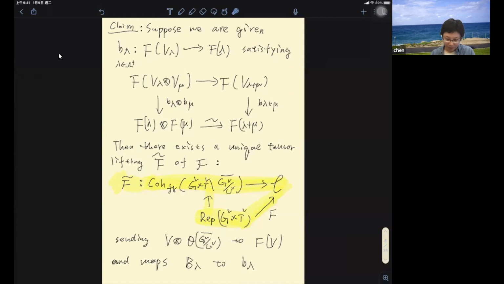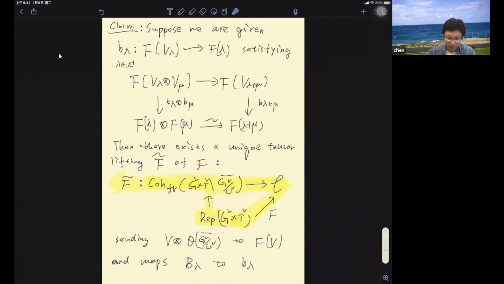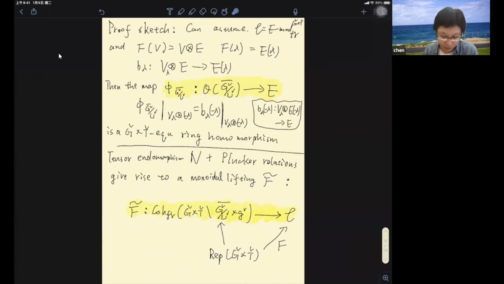And we'll map the B lambda, we construct the map B lambda here, to little B lambda. So that's the claim. And the proof is very similar to the previous one. Again, you can assume the target category is just modules over a certain commutative algebra E equipped with an action of G check times T check.